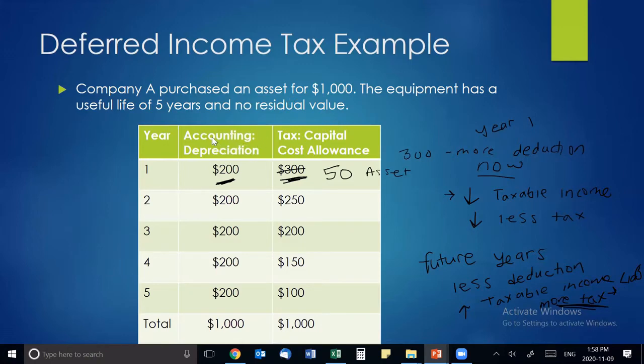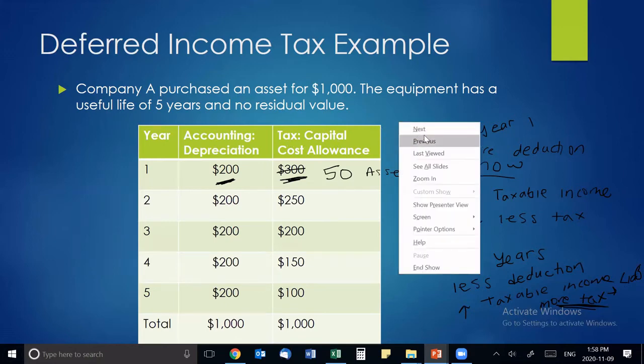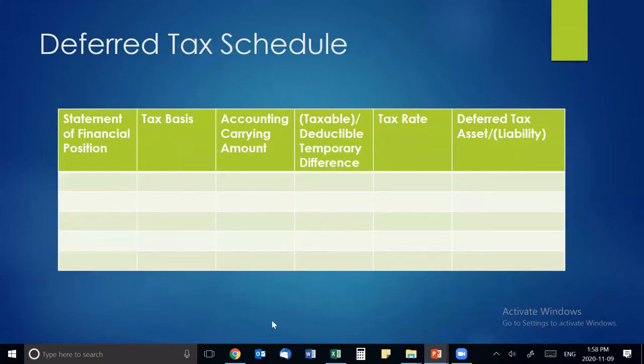It's called net book value for accounting purposes. For tax purposes, it's called UCC, or undepreciated capital cost. Okay, so let's take a look at that.